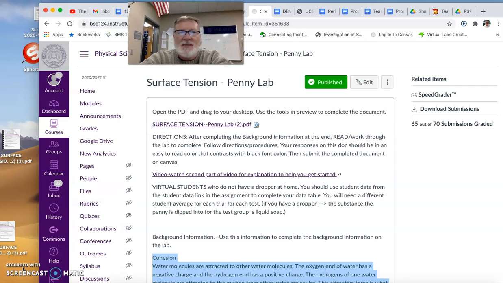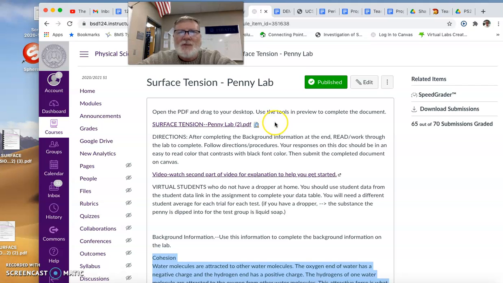When you click on this assignment, you'll drag the PDF to your desktop so that you can work on it using the preview tools to annotate a PDF. You should start by doing the background information, which is actually at the end, and then work through the actual lab. If you are virtual, there will be a data sheet that the students in person put their data on, and you're going to use the in-person data. So pick 4 students for your 4 trials and use their data.